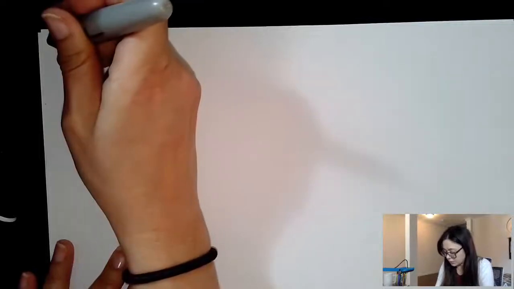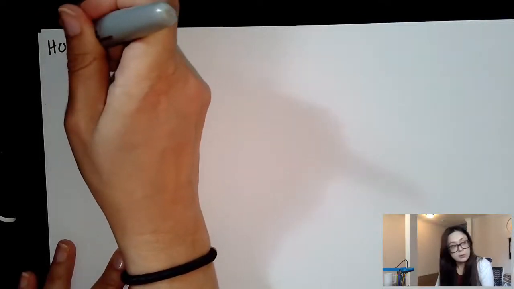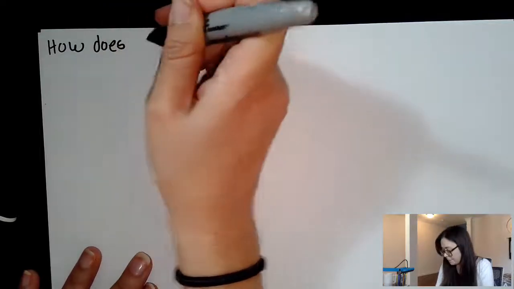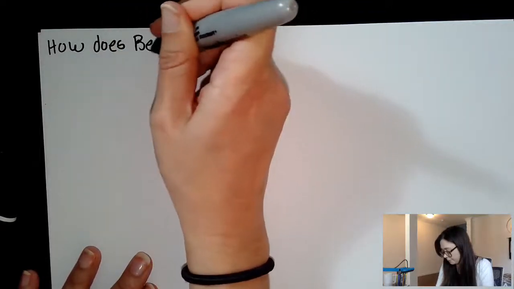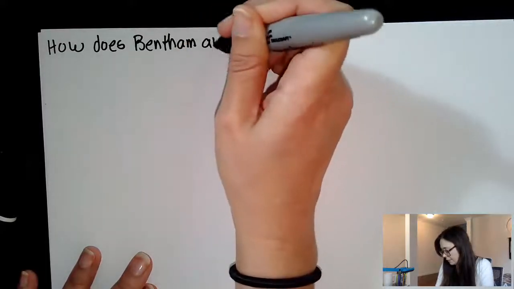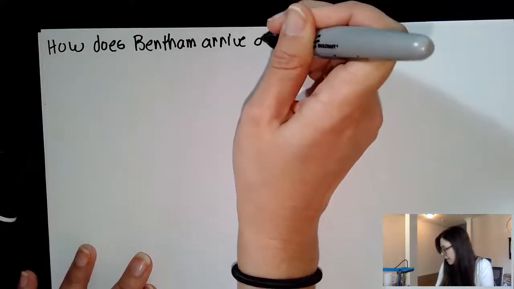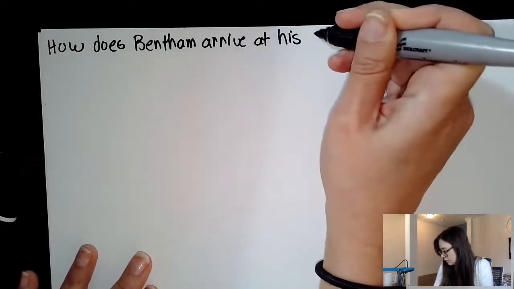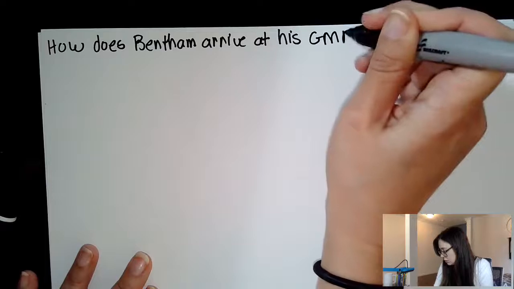So you'll want to turn your sheet of paper sideways like this. And then about an inch from the top, we're going to title this diagram with a question: how does Bentham arrive at his, and I'm going to use GMP, general moral principle.